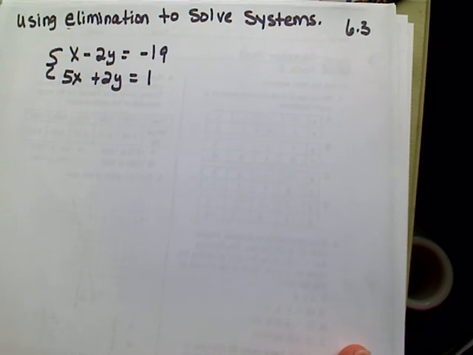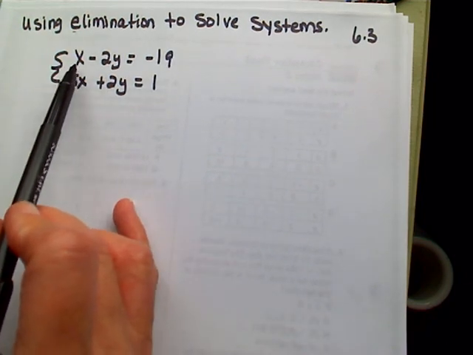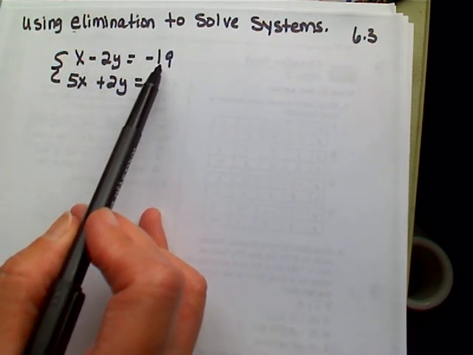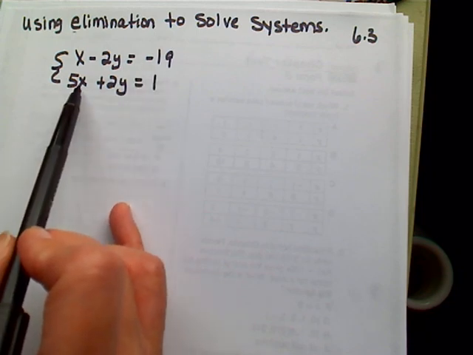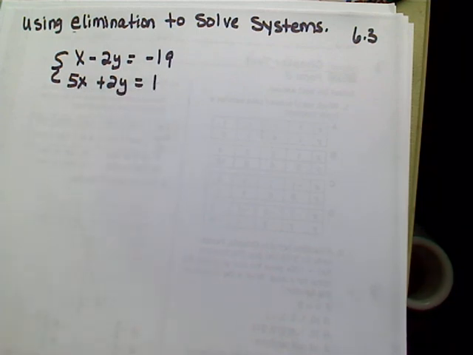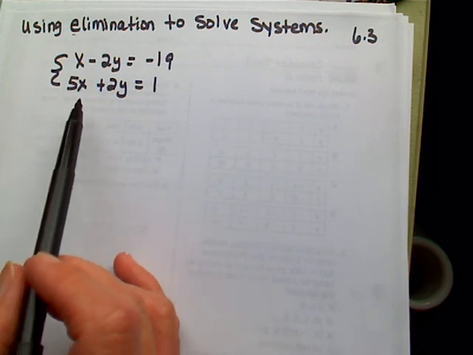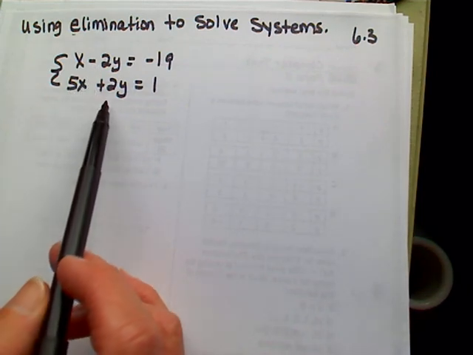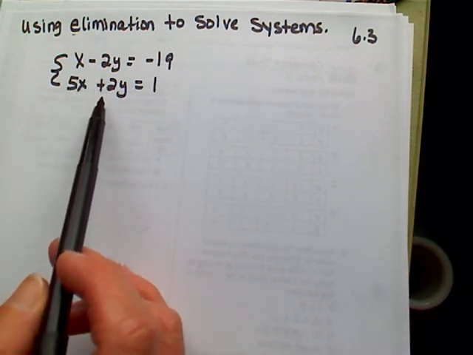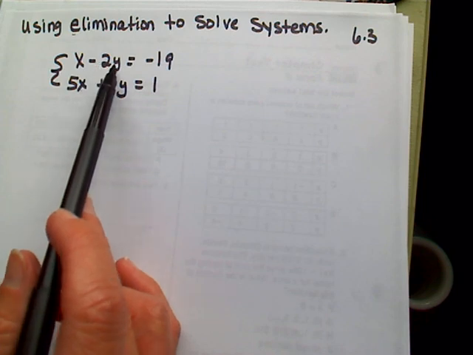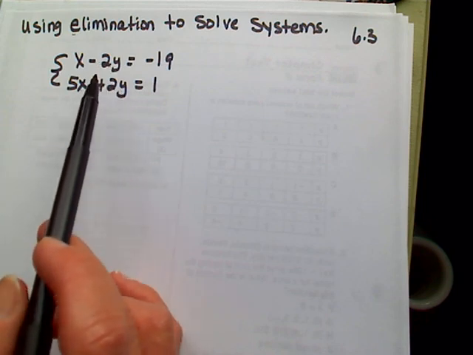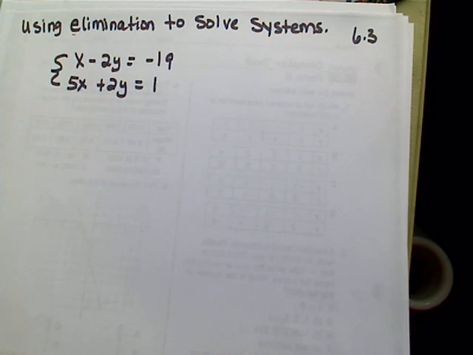So our first example here, I have two equations. The first is x minus 2y equals negative 19, and 5x plus 2y equals 1. So I get to choose which variable would be easiest for me to eliminate. And again, it does not matter if I eliminate the x or the y. But in this one, I can see clearly which one is going to be the easiest. If I set this up as an addition problem, I have a negative 2y and a positive 2y. So that would be the best route for me to go.